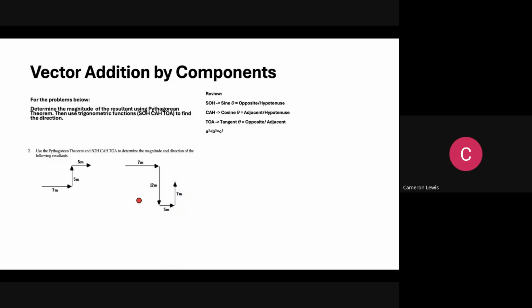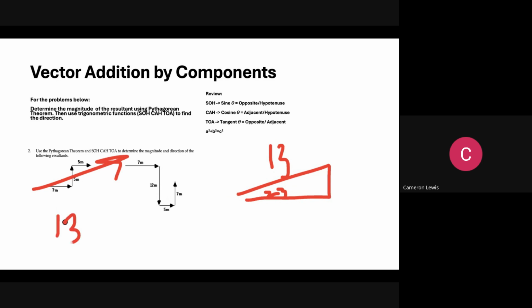Now we have our triangle, right? And we know that this angle is 23, and we know this result is 13. So when we do our vector, we say it's 13 meters at 23 degrees. Or what direction? Northeast. Northeast, correct.